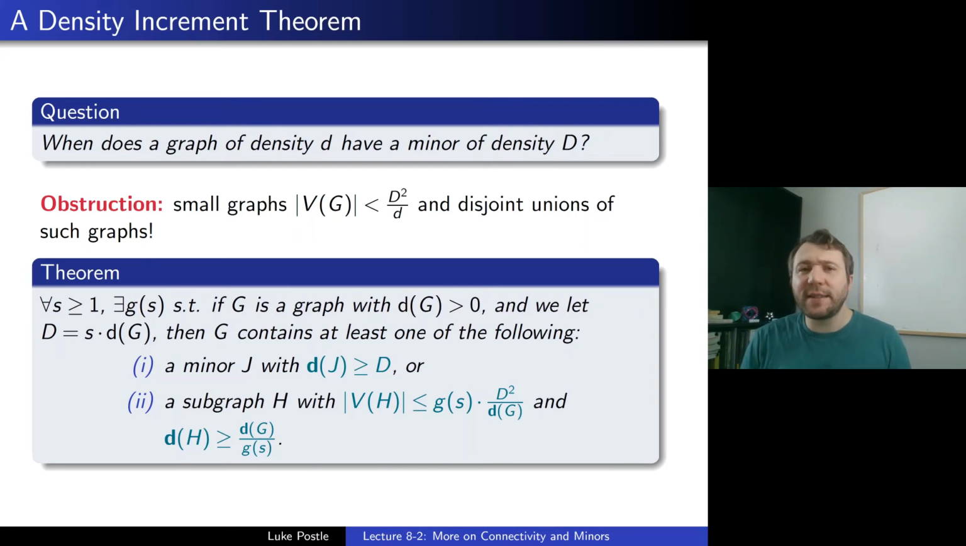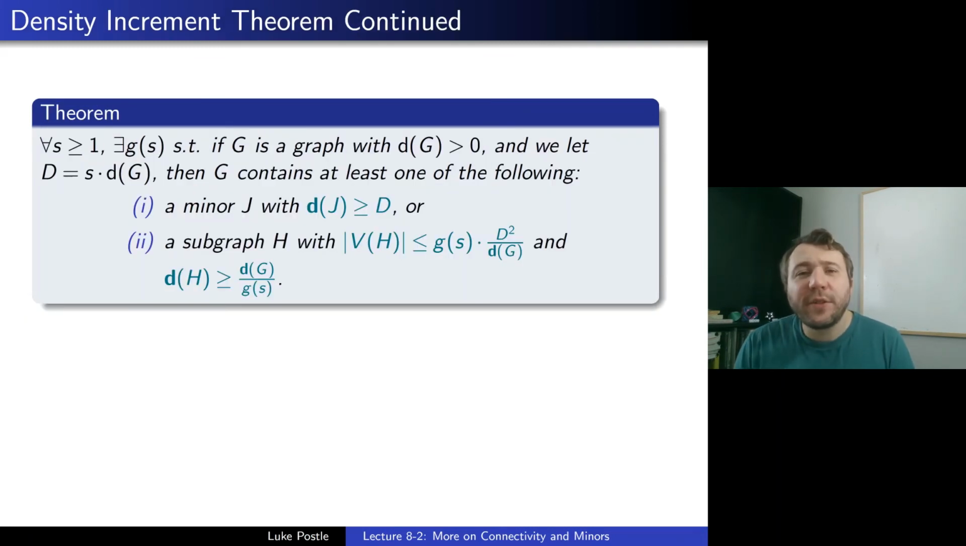So think of g of S as an error term, saying how much we have to pay, both in the size of the subgraph and its density. But if it's low, then actually we're finding a small, dense subgraph, which is really the main obstruction. So what is this g of S?